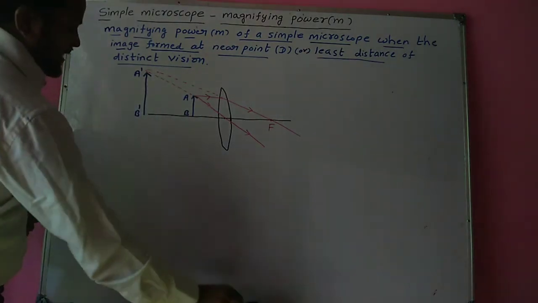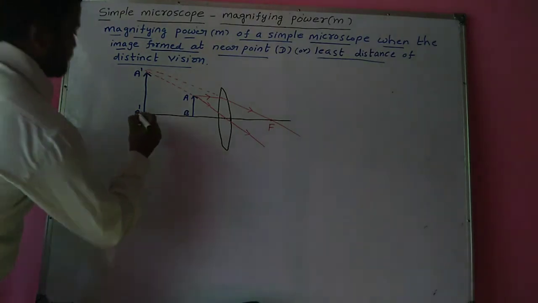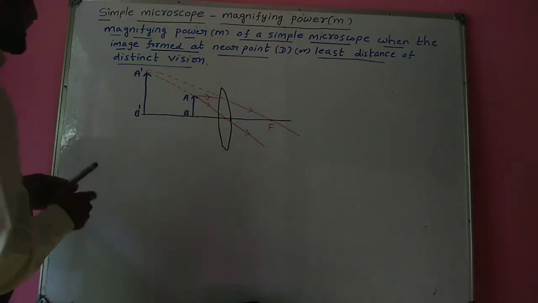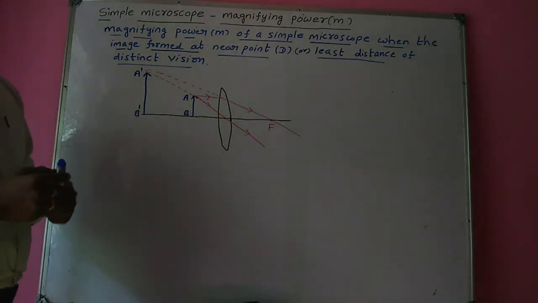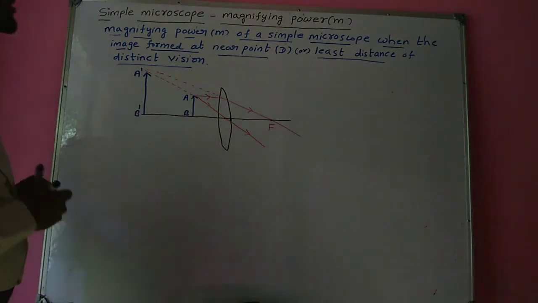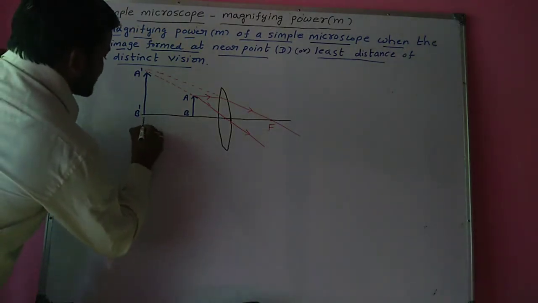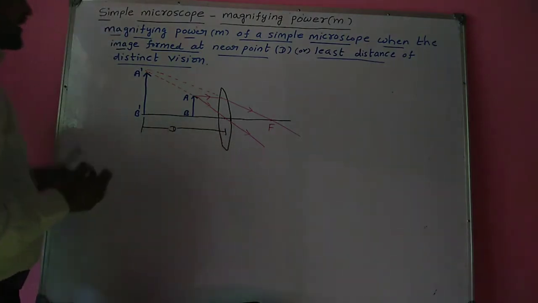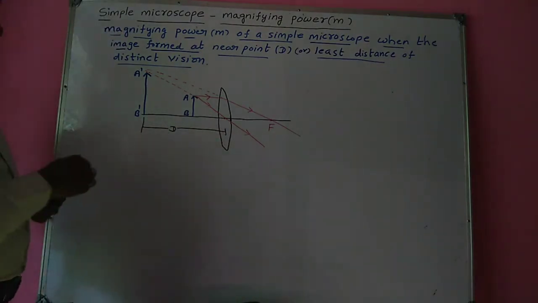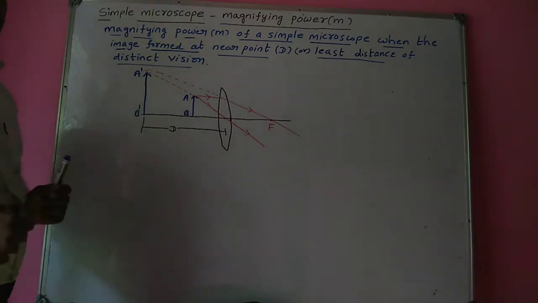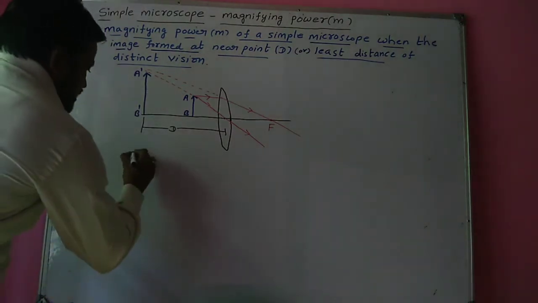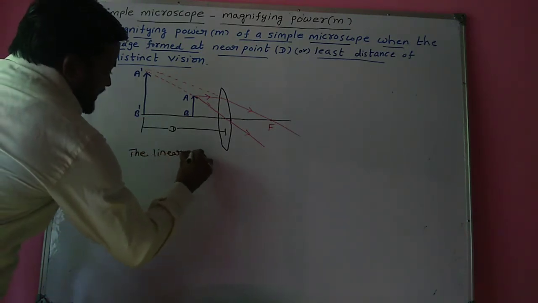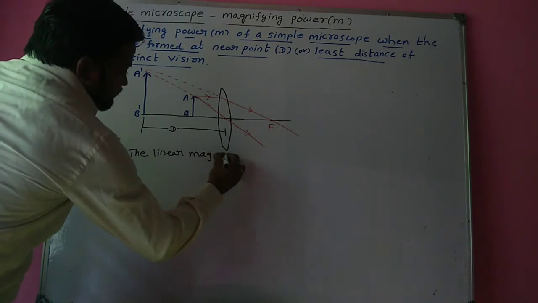Now this is the ray diagram of the simple microscope when the image is formed at D. Let us say the image is formed at a distance of capital D. Capital D means the least distance of distinct vision. This is the capital D distance, from the optic center; at the near point the image is formed. Now let us find the linear magnification of the simple microscope.